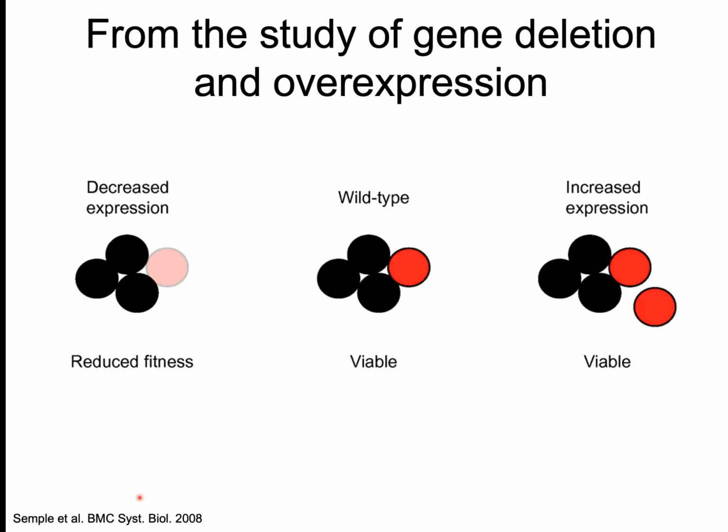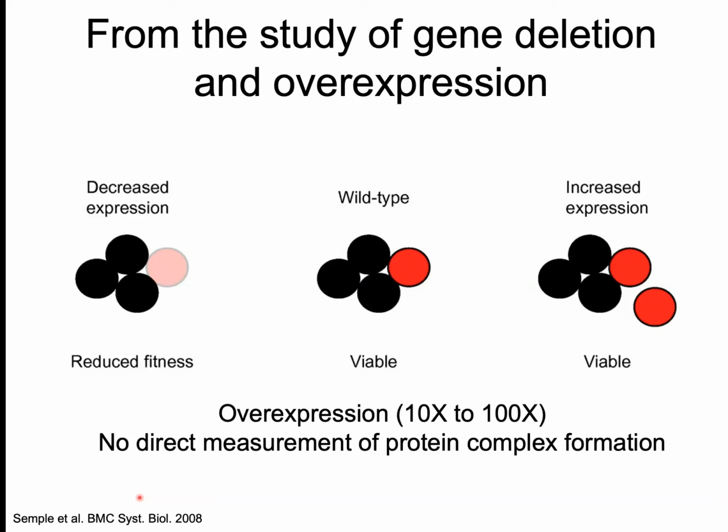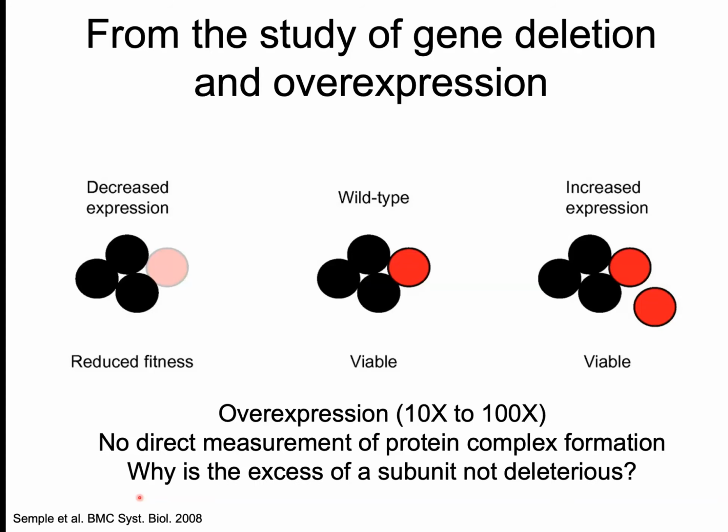However, there are many limitations to this data and these analyses. First is that most studies are performed in yeast strains that overexpress proteins by 10 to 100-fold, which may produce effects that are different from a simple gene duplication. Secondly, there have been very few attempts to directly measure the effect on protein complexes. We also lack a mechanistic understanding of why an excess subunit would not alter the function of a complex. In this project, our goal was to fill this gap of knowledge.